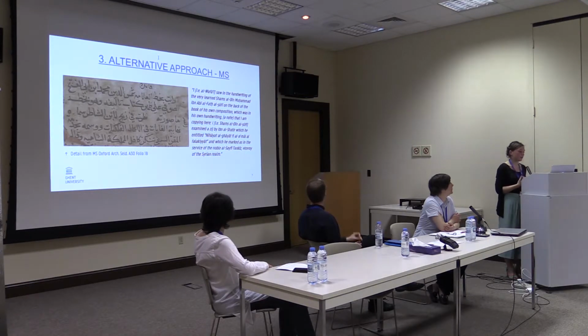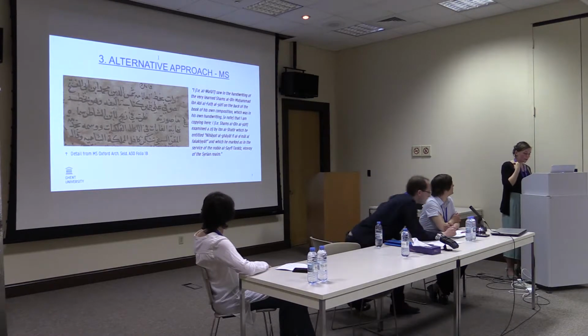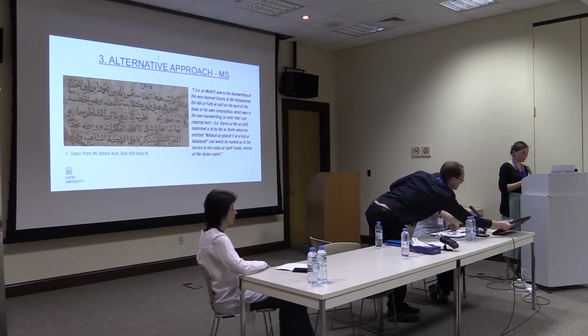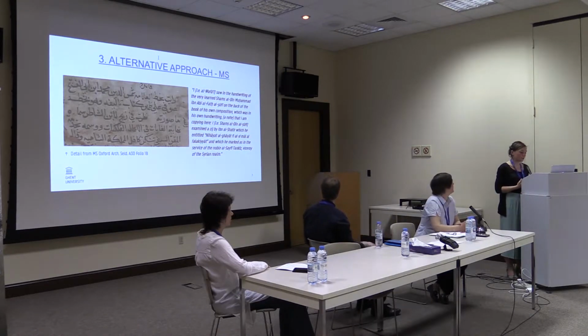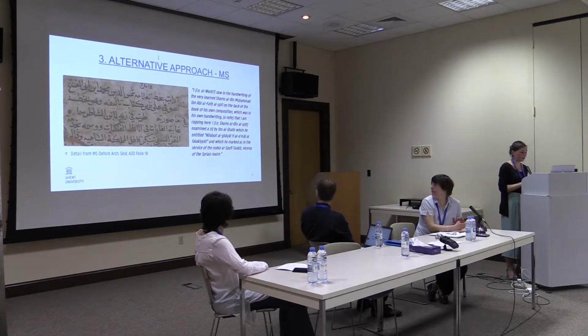A Sufi. On the front page of the manuscript, there's a note that says "I," which I presume is al-Wafa'i, because it's just below the note that says that this manuscript was from al-Wafa'i. "I saw in the handwriting of the very learned Shamsuddin Muhammad ibn Abi al-Fath Sufi, on the back of the book of his own composition, which was in his own handwriting, a note that I'm copying here." So this refers to Shamsuddin al-Sufi, who examined a zīj by Ibn al-Shatir, which he entitled Nihayat al-Ghayat fi al-A'mal al-Falakiyat, in which he marked in the service of the noble as-Saifi Tankis, viceroy of the Syrian realm.